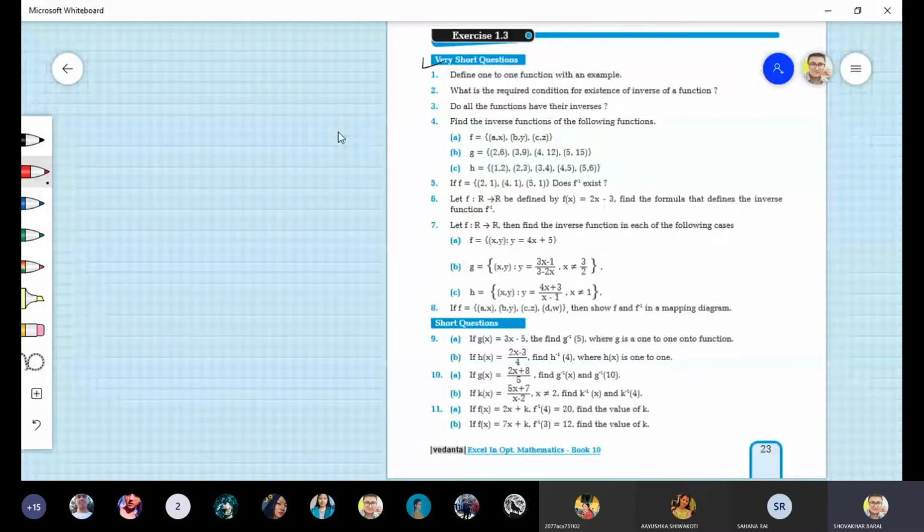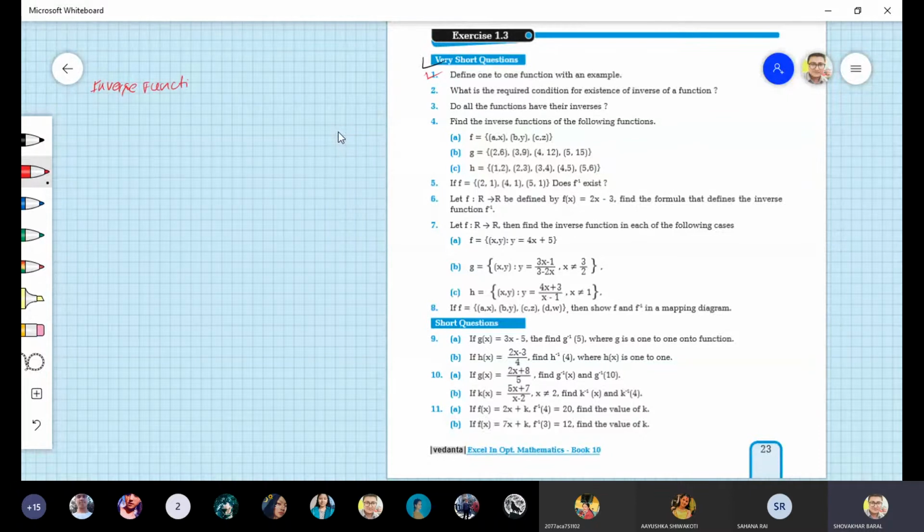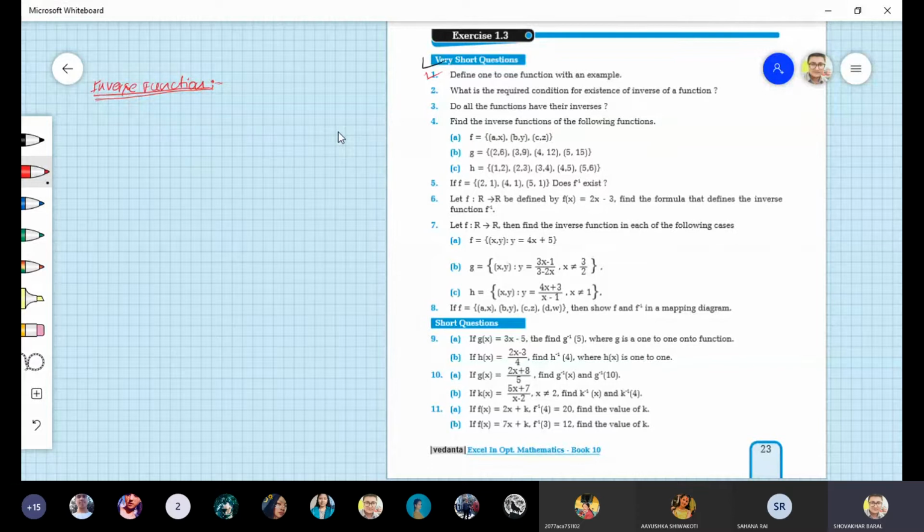The question asks, define one-to-one function with an example. I think the definition of inverse function is more important than the definition of one-to-one function, so let me begin by writing the definition of inverse function. What do you mean by inverse function? There is a certain condition in which the inverse of a function can be defined, not always. You cannot define the inverse of a function always. Let me write the definition.